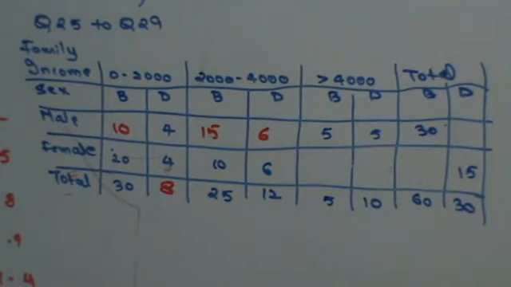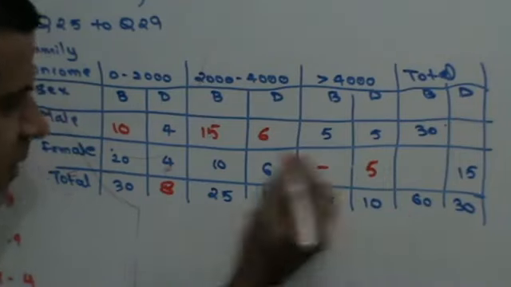In the family income greater than 4000, the male birth is 5, sorry, not 5000. Total birth is also 5, so there are no females that were born in that family income group. Then the number of deaths are 10, out of which 5 males have died, so 5 females must have died.